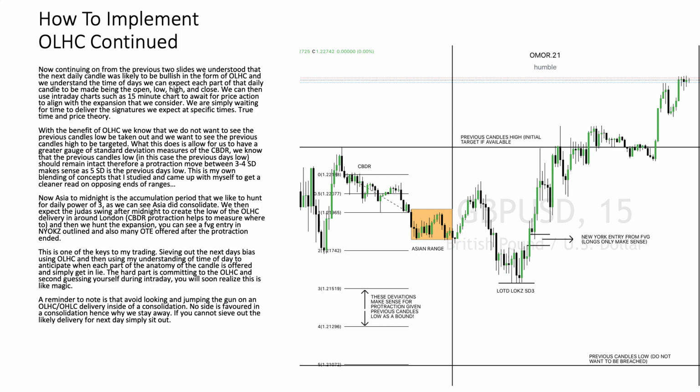Now, Asia to midnight is the accumulation period that we like to hunt for a daily power of 3. As we can see, Asia did consolidate, and then we expect the Judas swing after midnight to create the low of the open, low, high, close delivery in around London, right? The CBDR protraction helps to measure where to. And then we hunt the expansion. You can see a fair value gap entry in the New York Open kill zone outline, and also there's many optimal trade entries offered after protraction, right?